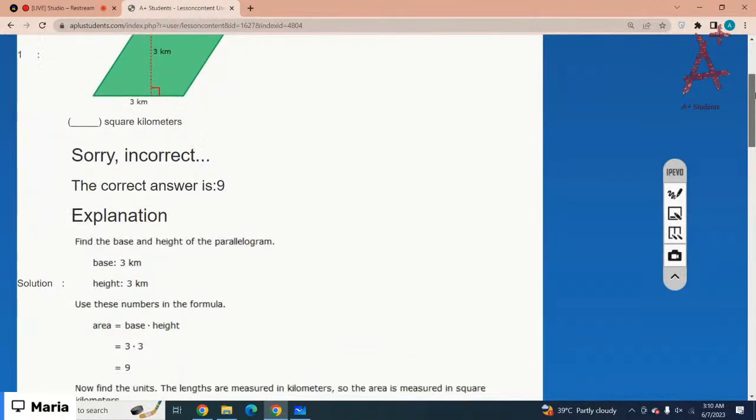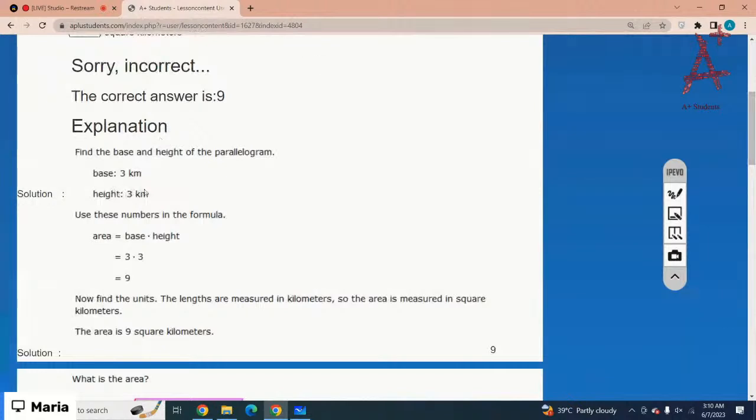So you can find the area by doing base times height. Got it? Area of parallelogram would be just base times height, so it would be 3 times 3 equals 9. So the area is 9 square kilometer.